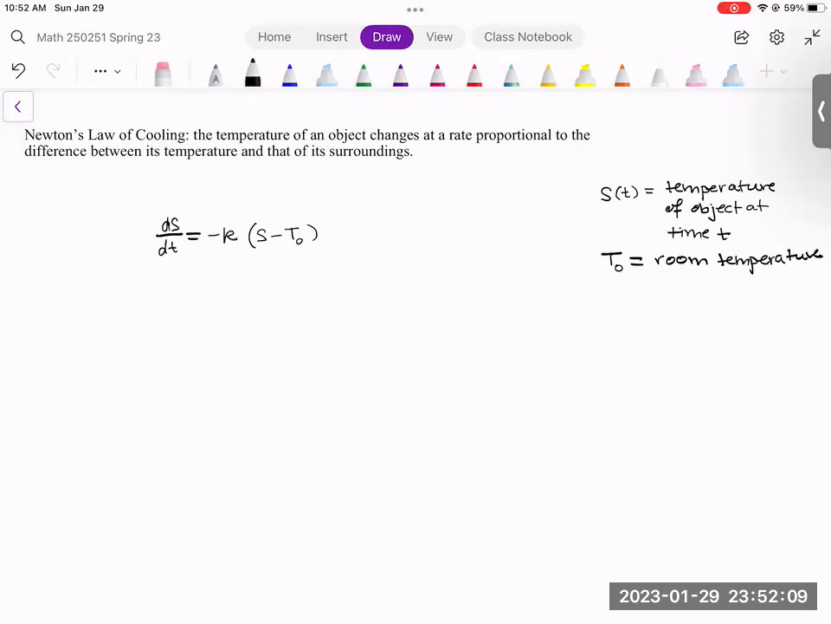Because we know if our object is hotter than room temperature, we expect to see a decreasing temperature of our object, so we want a negative rate of change. And if we see a colder object, we expect it to be warming, so we expect a positive rate of change. So we're going to use a negative k to say we want to go in this opposite direction, where k is going to be a constant greater than 0.